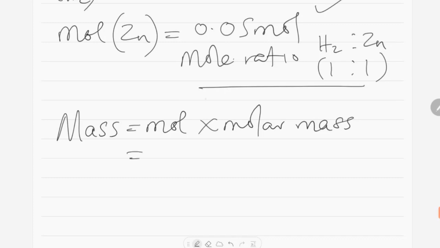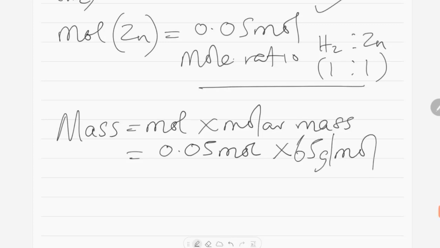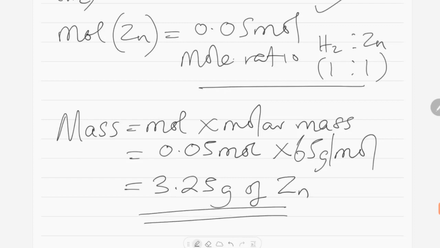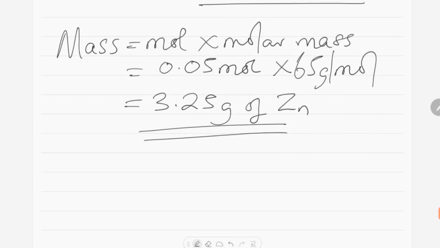So the number of moles here is 0.05 mole times the molar mass for zinc. If you check your periodic table, it's 65 grams per mole. So zinc is 65 grams per mole. Multiply that times 65 grams and we get the mass, which is 3.25 grams of zinc. That was the mass that was present for zinc.